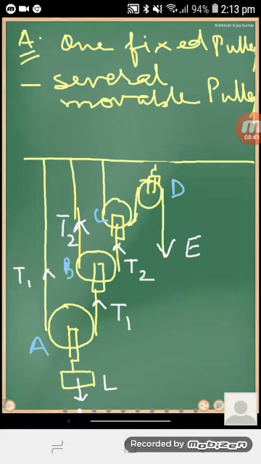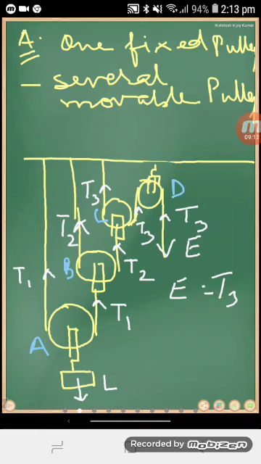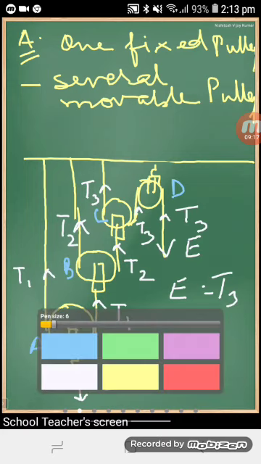Similarly, T2 will be acting as the load and its effect will be experienced in these two arms, T3, T3. Now when you apply this effort, T3 here and this T3 will be same. So here we find that the effort applied is equal to T3 and then we'll have to calculate the load.